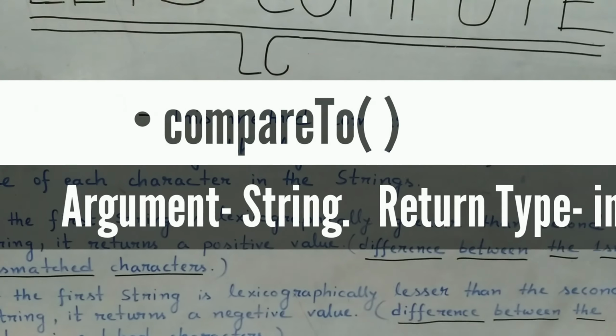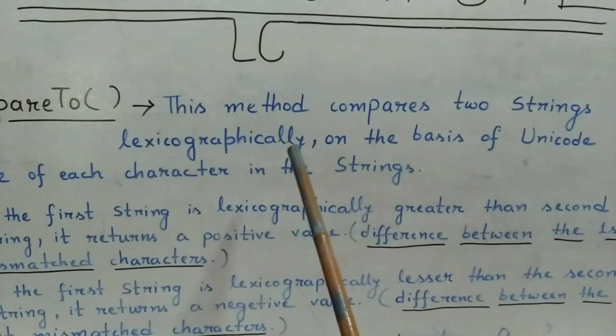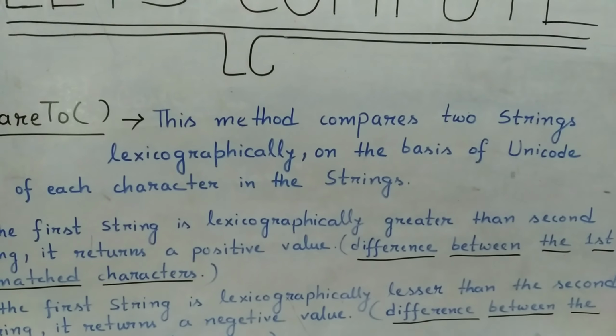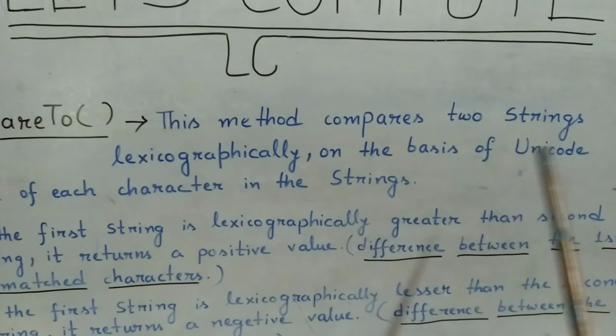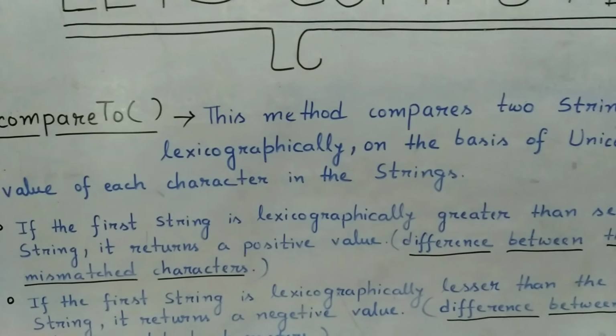Third string comparison function, compareTo. This method compares two strings lexicographically. What is lexicographically? The order in which dictionaries are written is known as lexicographical order. Well, on the basis of the Unicode value of each character in the strings.